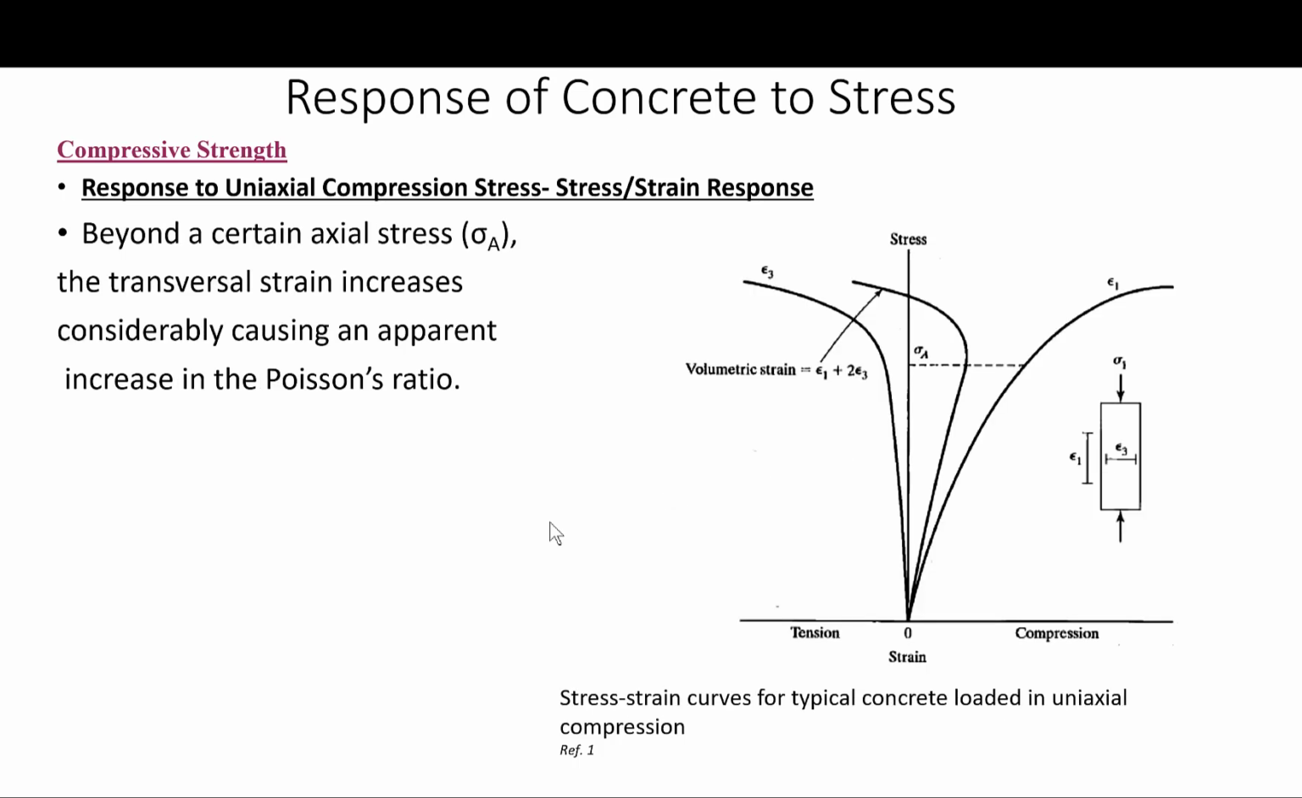Okay, and finally, we must notice that the formation of microcracks has a significant effect on the lateral and volumetric strain in concrete subjected to compression. The beginning of the mortar microcracking corresponds to an apparent increase in Poisson's ratio. Remember, we talked about Poisson's ratio, as you can see here.